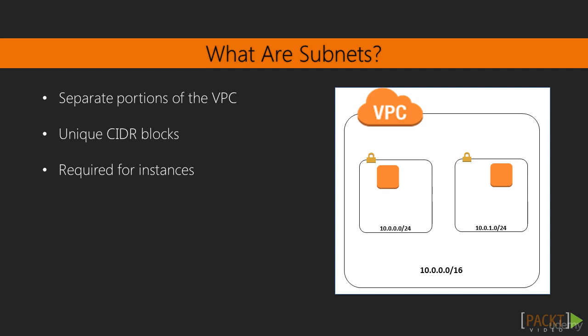Subnets are separate portions of the VPC. EC2 instances must be launched into a subnet, so at least one subnet is required per VPC. To create a subnet, you have to define a CIDR block for it, which is a subset of the VPC's CIDR block. Every subnet in a VPC has to have a unique range of addresses. There can't be any overlap, or else there would be a duplicate IP address in your network.